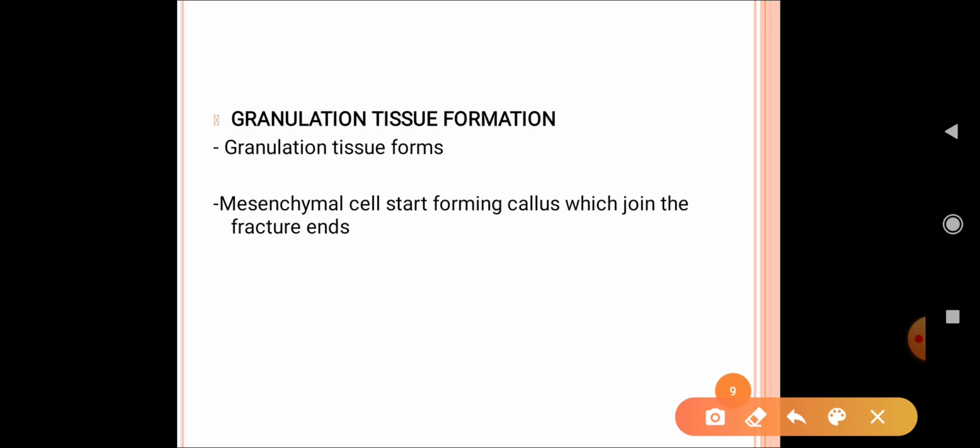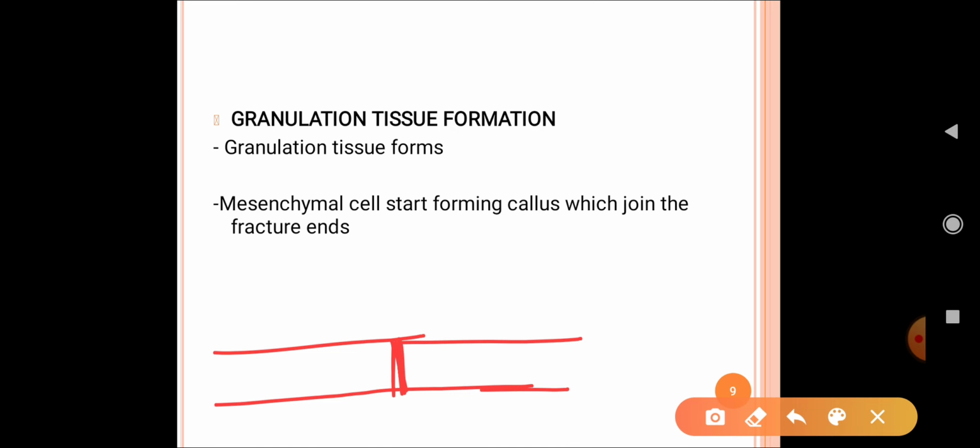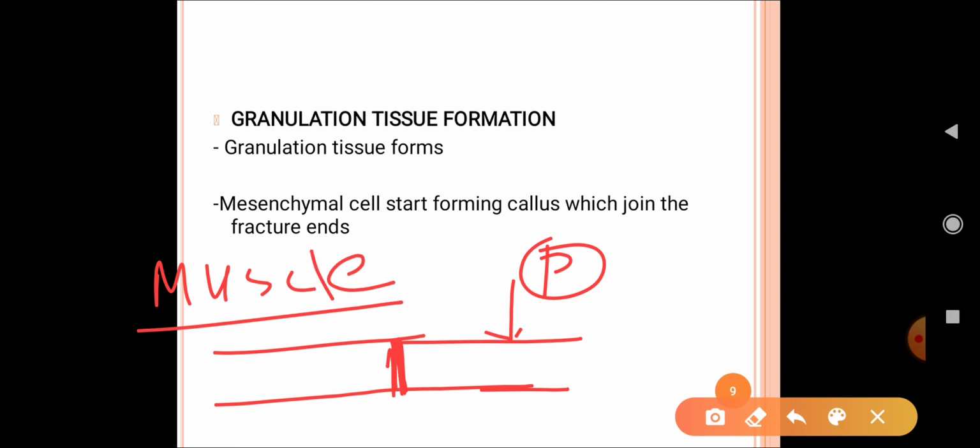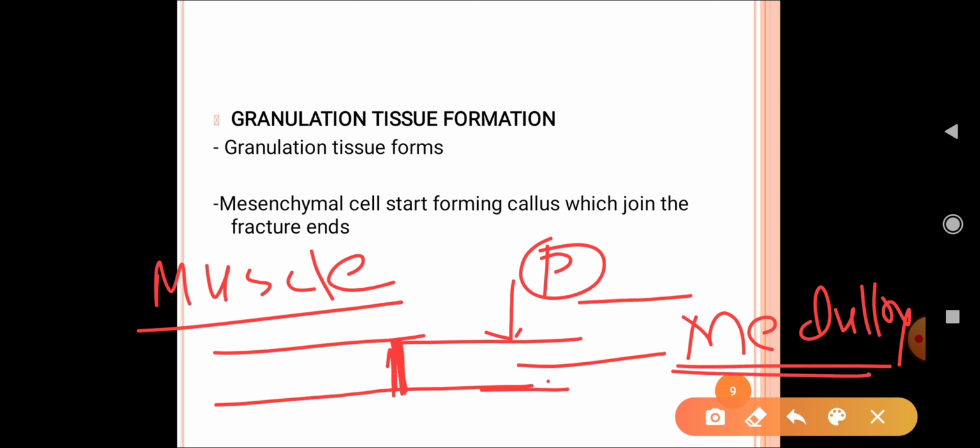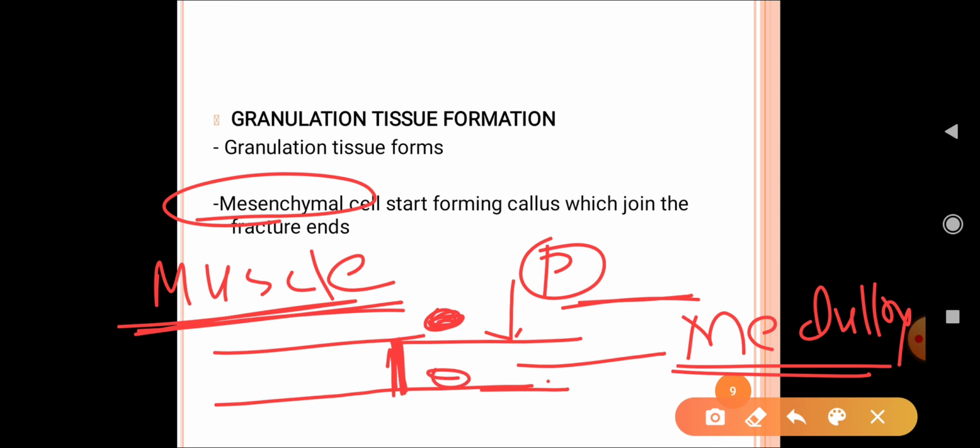So I will explain you by drawing the figure. Okay, this is your bone, guys. Here there is a fracture, right? So what happened here? From the periosteum, this is your periosteum, from the overlying muscles, right? And from the medullary cavity, from these three areas there will be recruitment of lots of mesenchymal stem cells, and these mesenchymal stem cells have the function of forming the bone.